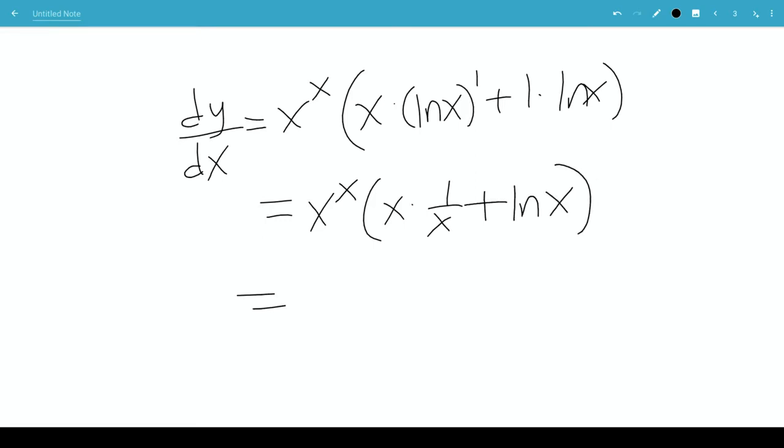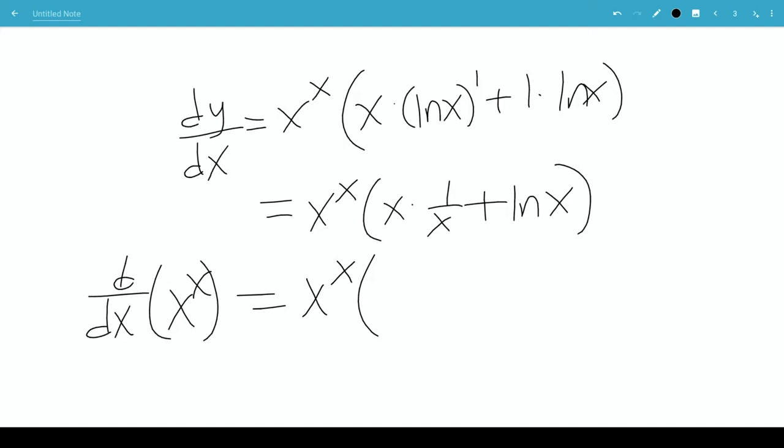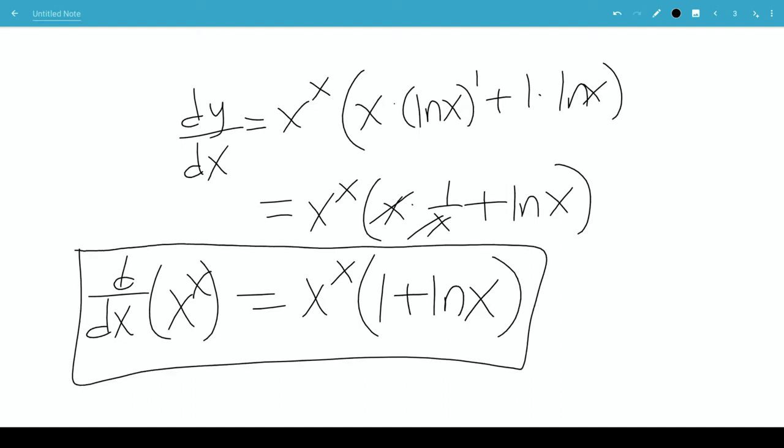So you're left with the derivative of y, but y is x to the x, is x to the x. x divided by x is just 1, so you're left with x to the x times 1 plus ln x. And that is the answer of the derivative of x to the x.